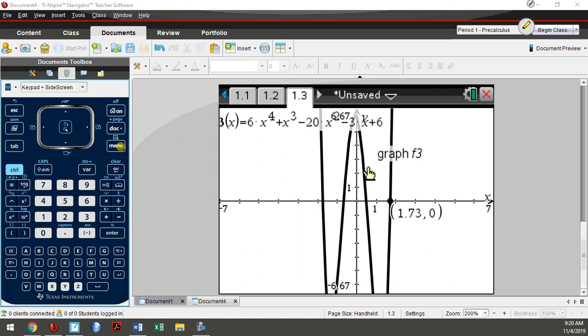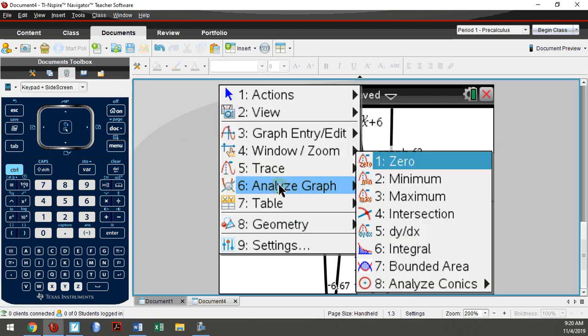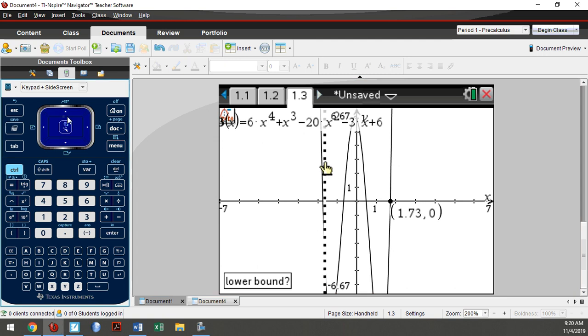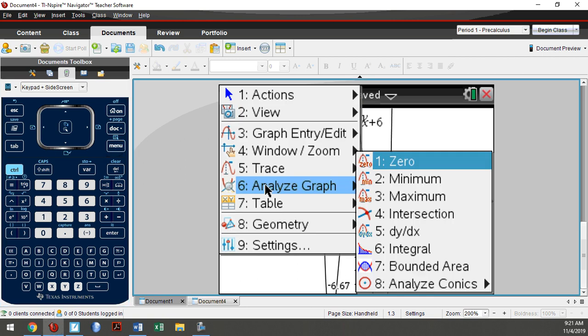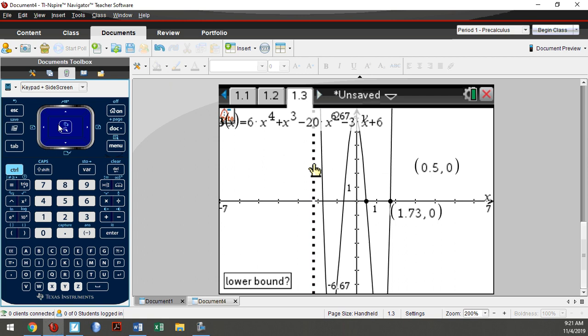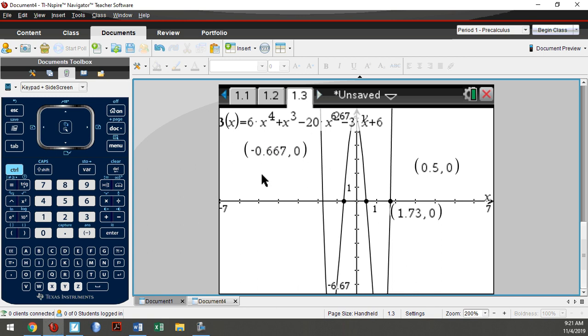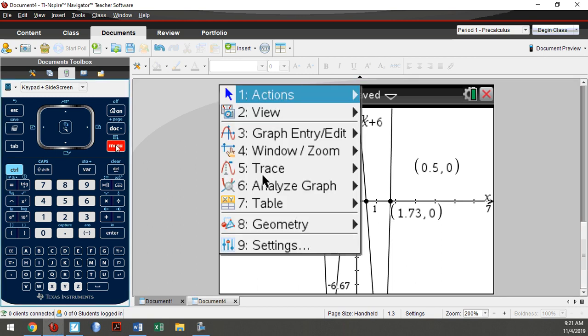Menu, analyze graph 0. I'm going to go over here and hit enter, go over here, and hit enter, and that gives me the 0.5. Is 0.5 in there? Yes, that's helpful. Menu, analyze graph 0. Ooh, what's that number? -2/3. Is that in my list? Yeah. Menu, analyze graph 0.